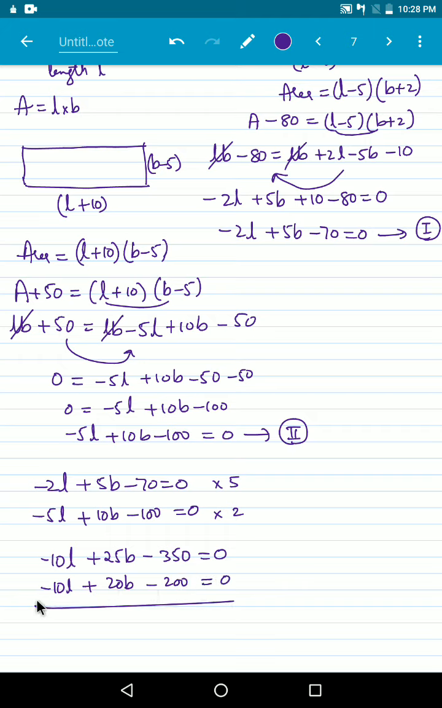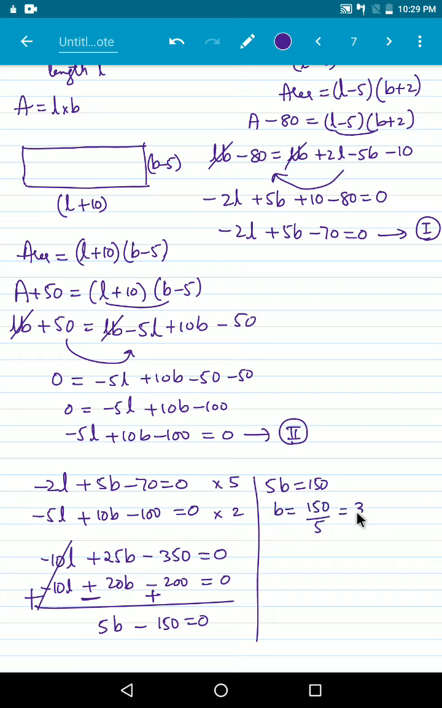When we are subtracting, we need to change the signs, right? So this minus will become plus, this will become minus, this will become plus. So minus 10L plus 10L will become 0. 25 minus 20 is 5. So we'll have 5B minus 350 plus 200, which is minus 150, is equal to 0. Okay. So we have 5B is equal to 150. This 150 goes on the other side. So B is 150 divided by 5. It is equal to 30. So breadth B is equal to 30.